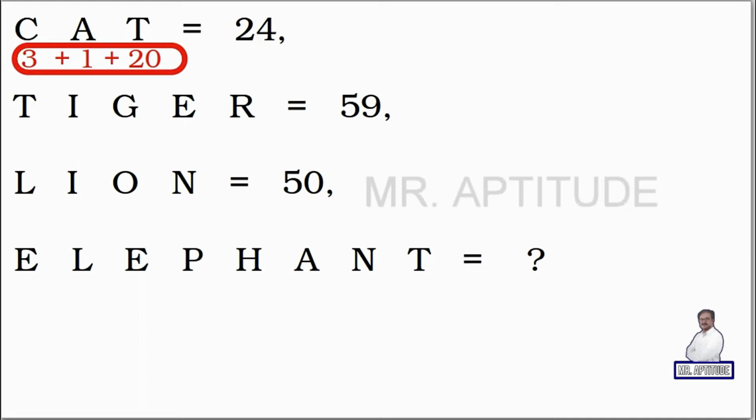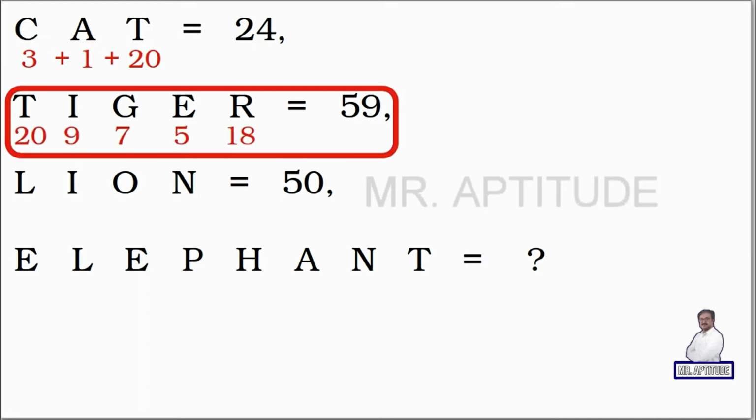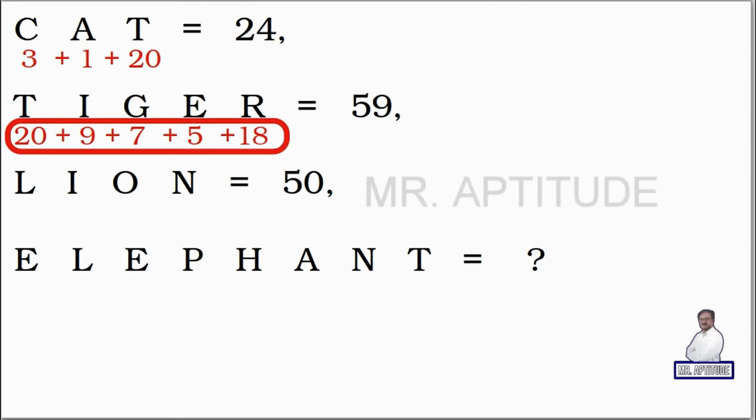Now let us look at the second word, tiger. Let us write their place values. Observe those numbers carefully once. T is the 20th letter in the English alphabet. I is the 9th letter in the English alphabet. G 7, E 5, R 18. Once you add these 5 values, you will get 59.